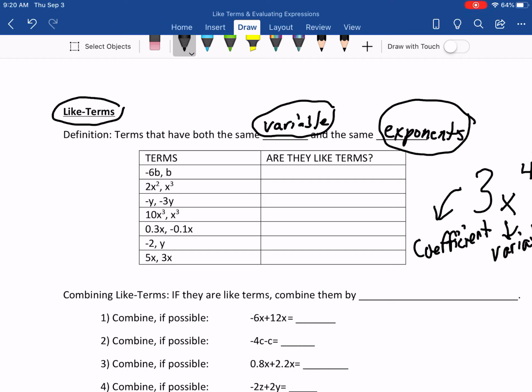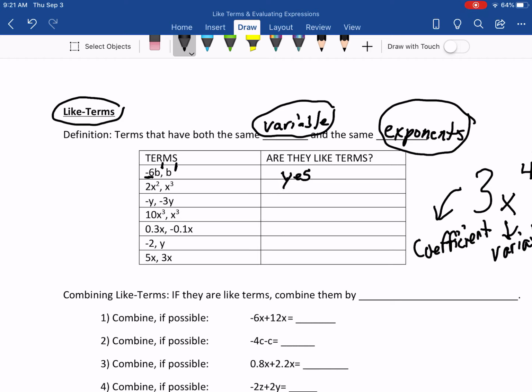Well, remember, this negative 6 is a coefficient. It's not an exponent. The exponents here, even though they're not written in, are understood to be 1 and 1. So yes, they have the same variable, they're both b's, and they have the same exponents of 1. So yes.